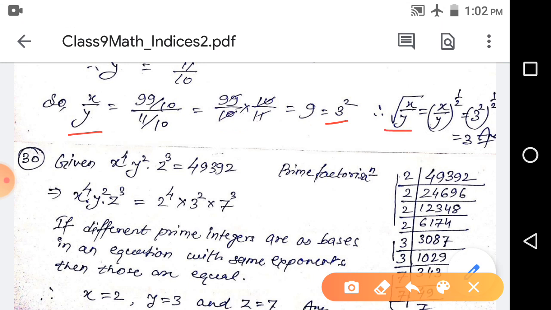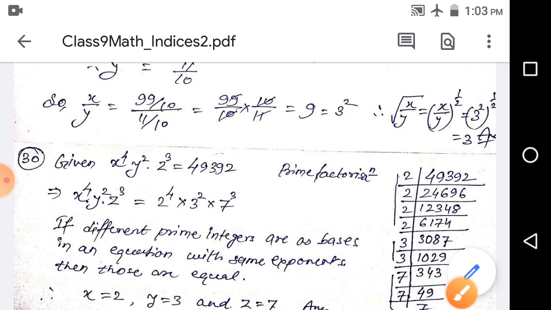Square root of x by y means x by y whole to the power 1 by 2, because you all know that the square root means exponent 1 by 2. Now for this x by y we substitute the value 3 square. So the powers are multiplied together. See it carefully, those powers are multiplied together, 2 into 1 by 2, and it becomes 3 to the power 1. So 3 is the answer.